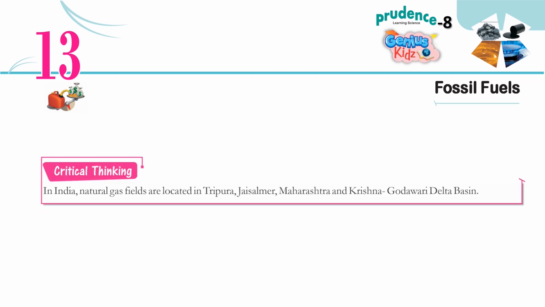Critical thinking. In India, natural gas fields are located in Tripura, Jaisalmer, Maharashtra, and the Krishna-Godavari Delta Basin.